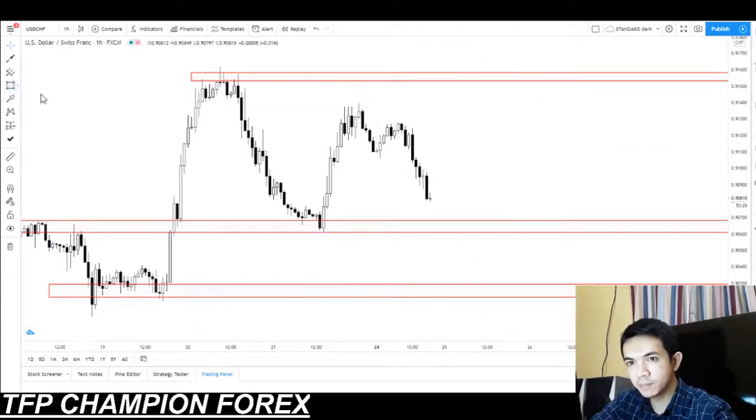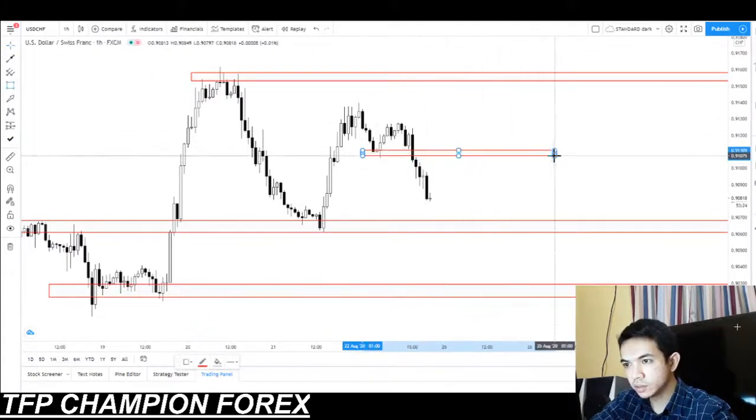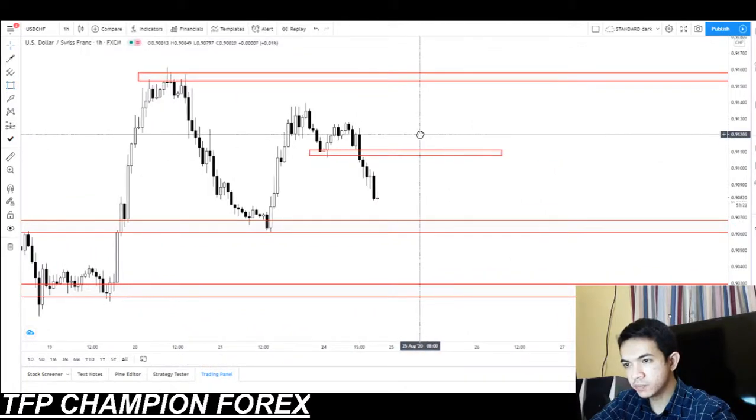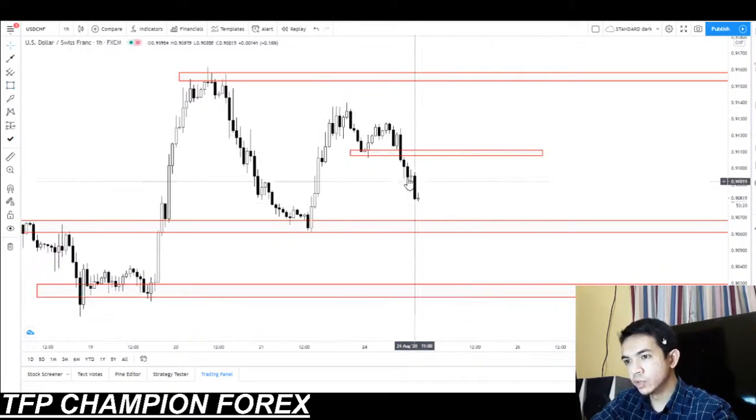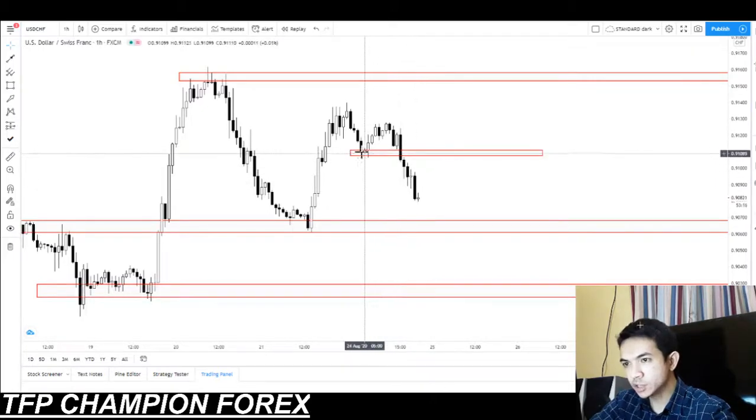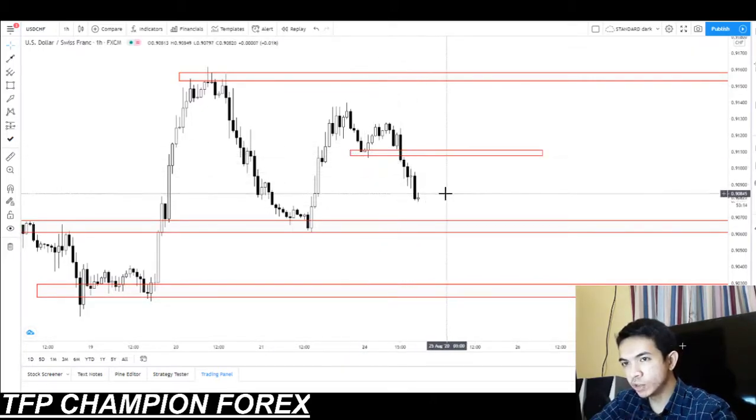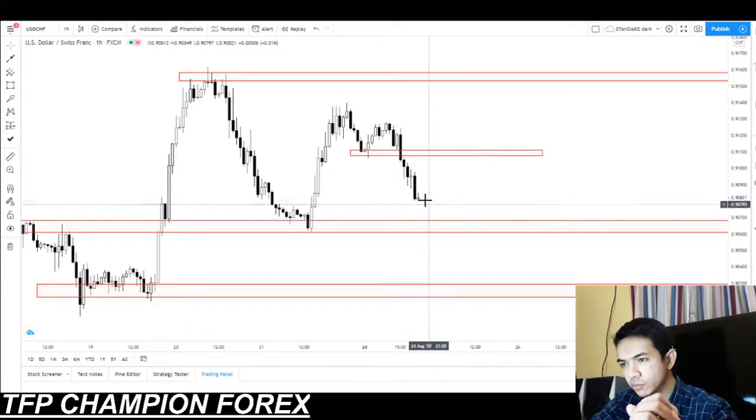Breaking this structure here. So we know that the price already broke this lower high, which means the momentum now is going down. So how can we find an opportunity? We expect the market after this move down. So what do we have?